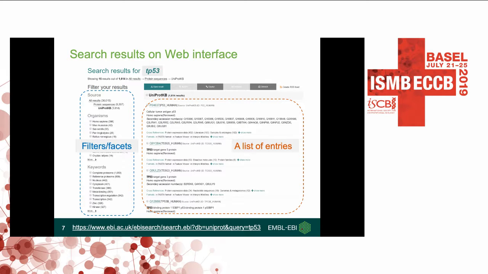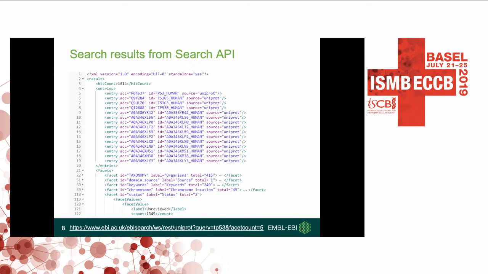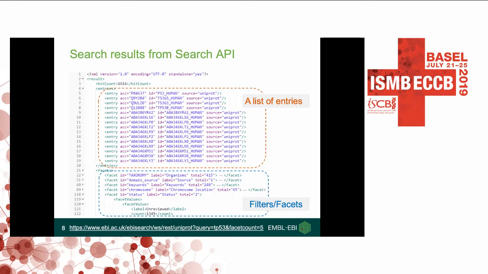And more or less the same information can be obtained through the RESTful API. This is an example of such a result coming from the API. As you see, there's a list of entries and facets. So you can simply implement a simple search engine page using this API.